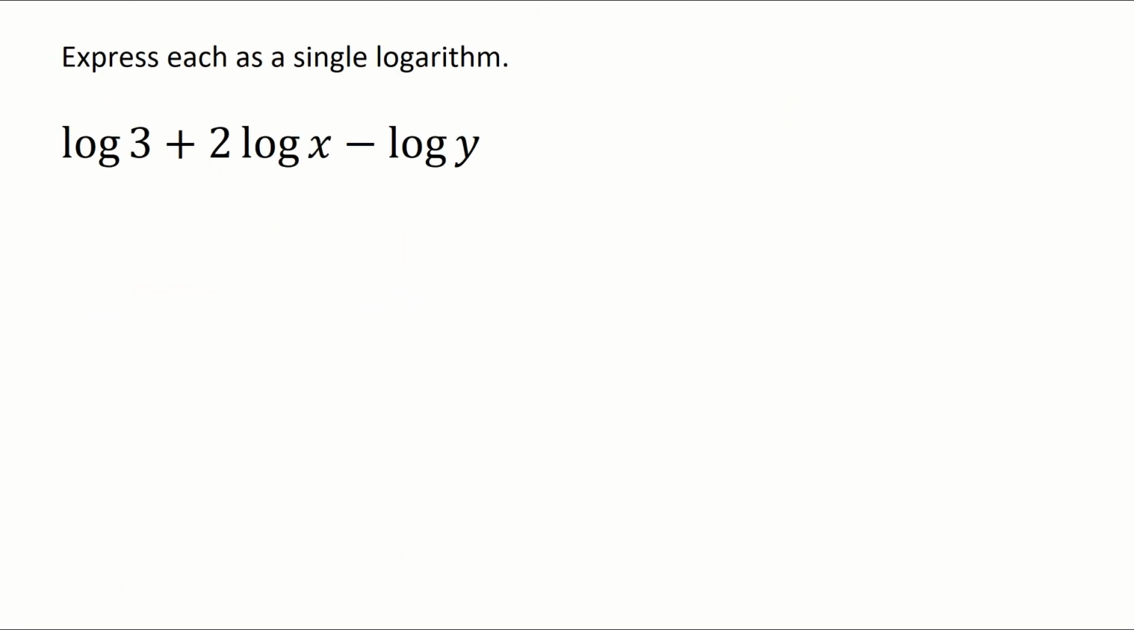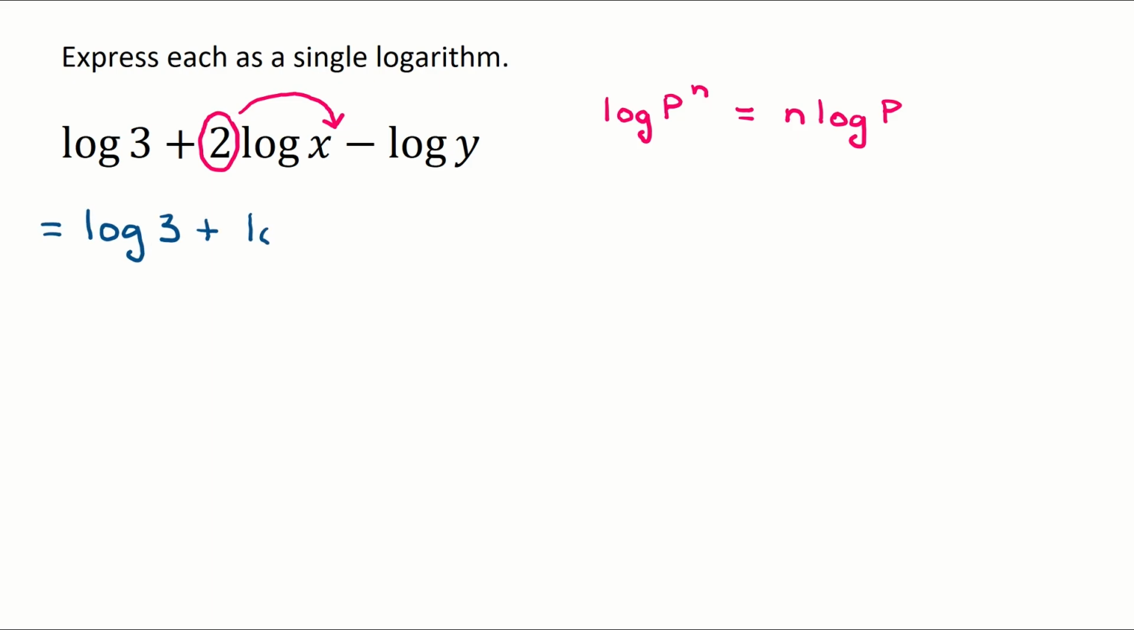Continuing on, we're going to look at doing this backwards. So in this case, what we're going to start with is the power rule. Remember, the power rule says that log of a number raised to an exponent is equal to n times log of that number. So in this case, we're going backwards. We're going to take the 2 that is out in front, and we're going to turn that into the exponent on the x. So that means in our next line, we have log of 3 plus log of x to the power of 2 minus log of y.